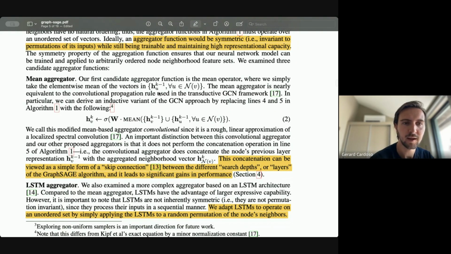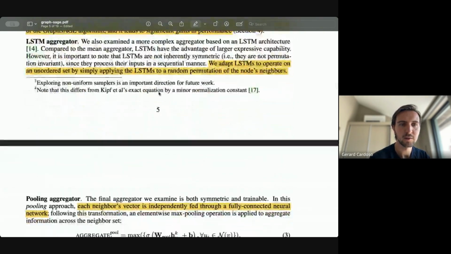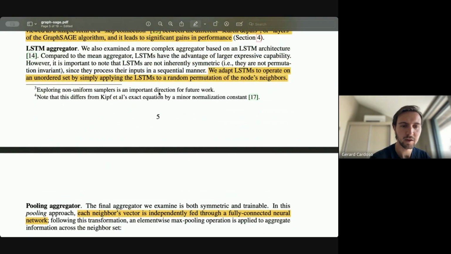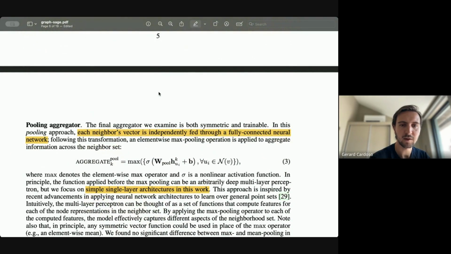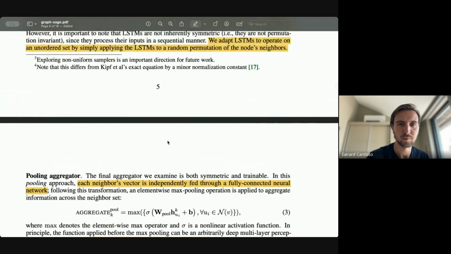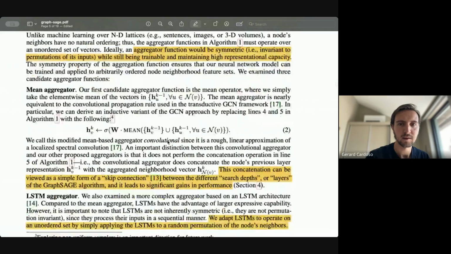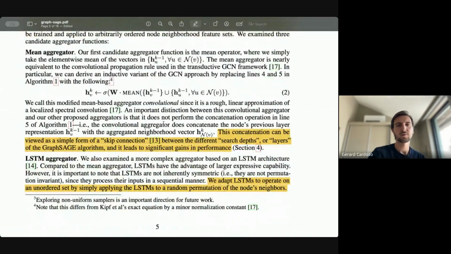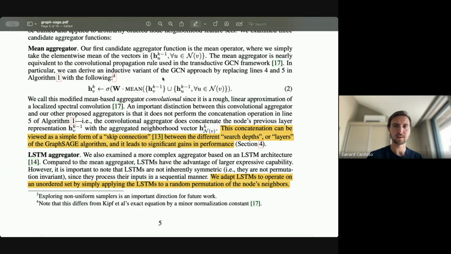So they explore three aggregators. They have the simple mean aggregation, the LSTM aggregation, and then a pooling aggregator, which is like a single layer where you apply the weights and bias and then the nonlinearity, and then you pool that output. They compare these three later, so I'll go through the difference in performance across all the different data sets.